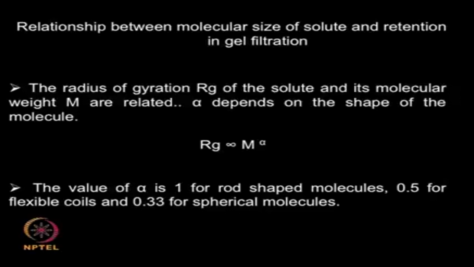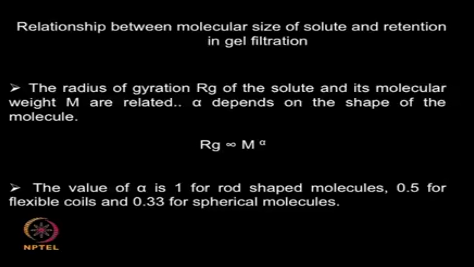Now we need to know a relationship between the size of the molecule, or the size of the protein which you are eluting out, and the molecular weight, okay. Generally it is in this form: Rg is the radius of gyration of the solute, m is the molecular weight, and alpha is the exponent term, which depends on the shape of the molecule. So alpha is equal to 1 for rod shaped molecules, 0.5 for flexible coils and 0.33 for spherical molecules. You can see that although the size, that is the radius of gyration, increases with increasing molecular weight, it is not always a linear increase, but depends upon the shape.